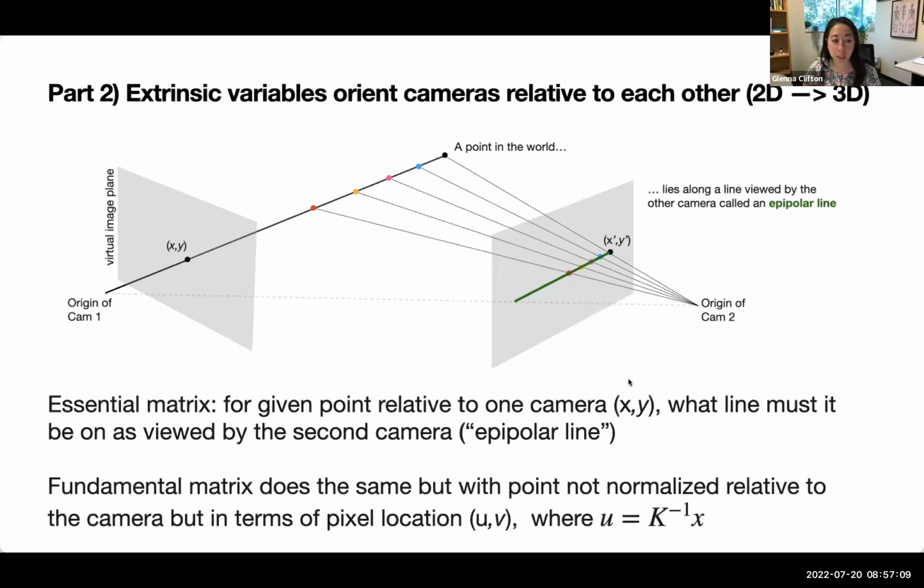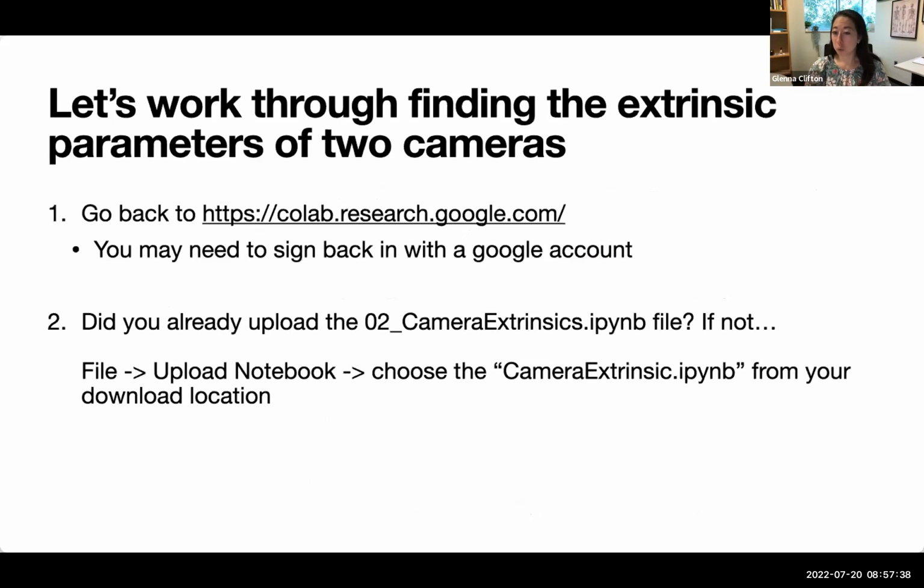And then the fundamental matrix actually takes this one further in that the essential matrix assumes that you already know the intrinsics of the camera, whereas the fundamental matrix incorporates those intrinsics into the matrix itself so that you are working from where it's seen on the sensor, where should it be in the other camera sensor, instead of thinking about where it is relative to the first camera. Okay, so again, let's go back to our coding now really quickly to walk through this.